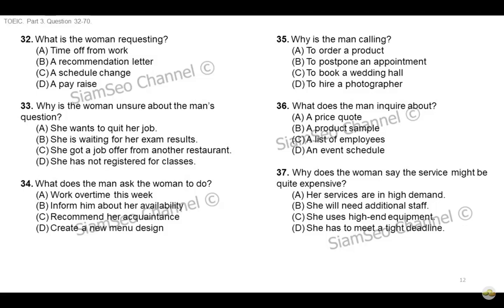Number 35. Why is the man calling? Number 36. What does the man inquire about? Number 37. Why does the woman say the service might be quite expensive?